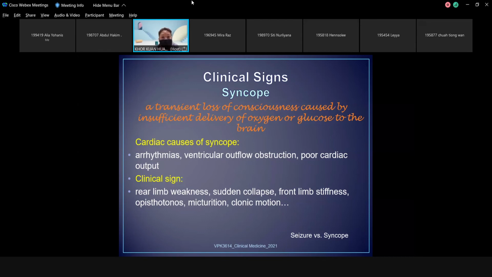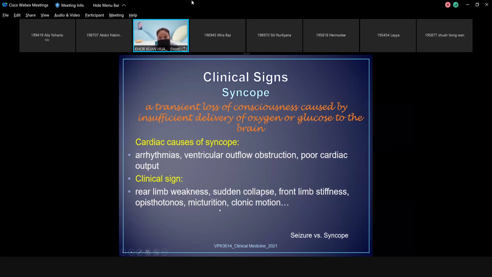Okay? Or there is a ventricular outflow obstruction. Then poor cardiac output was the example I gave just now. Okay. Clinical sign of syncope, you have to be very careful. Have you seen a dog having seizure or a cat having seizure before? Or any humans that had seizure? Anybody? Okay. Yes, some of you say yes.